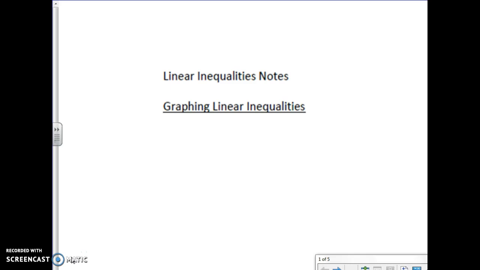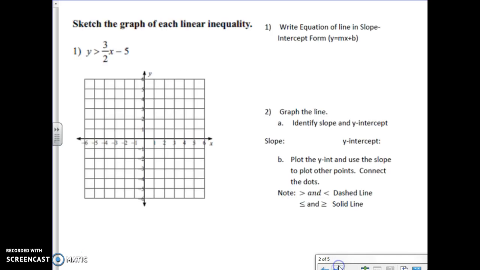What I want to do is just do a quick review over what we talked about yesterday. And we were talking about graphing linear inequalities. And you guys have some notes in front of you. I tried to make it as simple as humanly possible for you guys to follow these steps, and you will know how to graph a linear inequality.